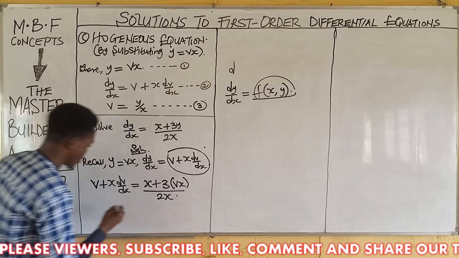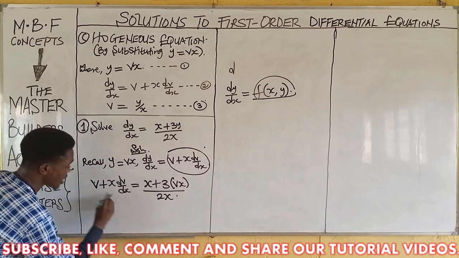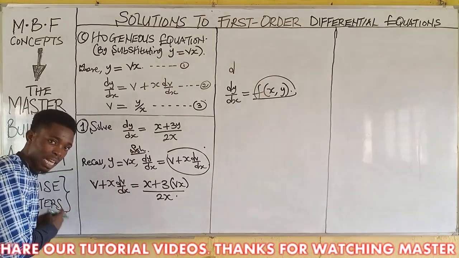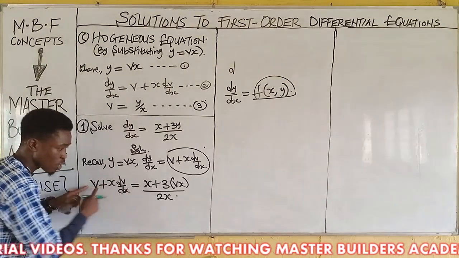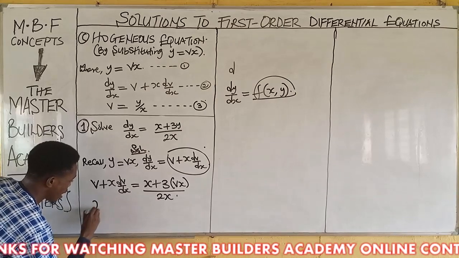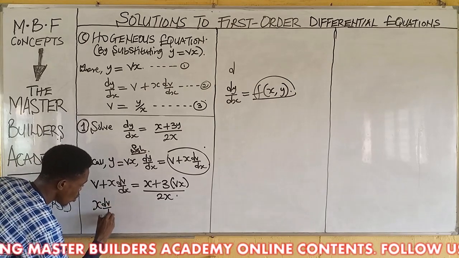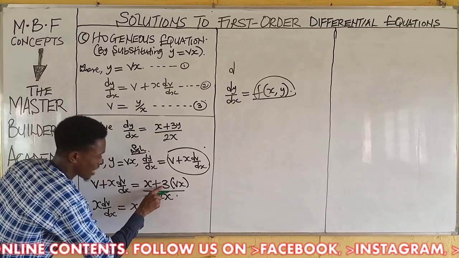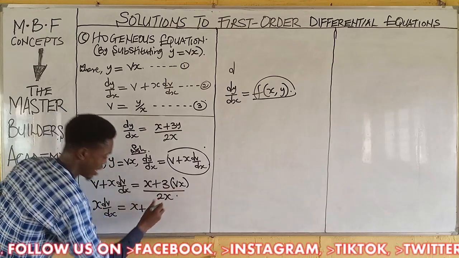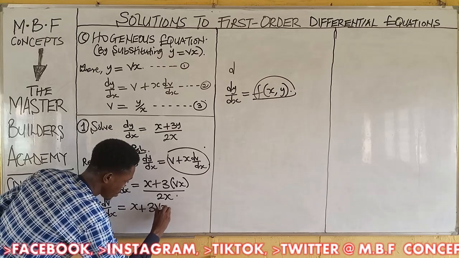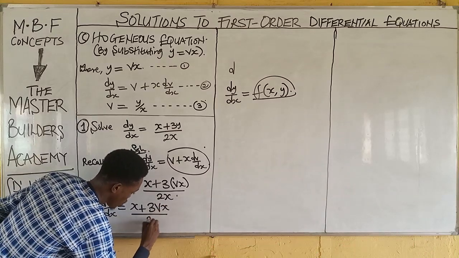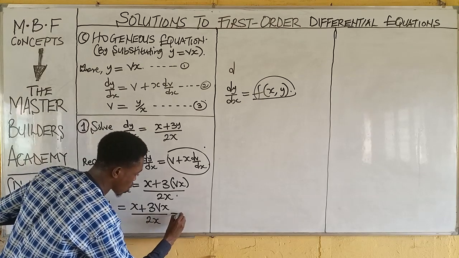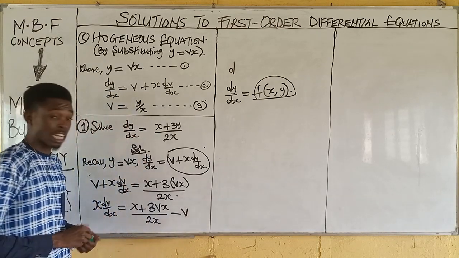At this point, what next? All I need to do is to take this v. I need this dv over dx to be at the left hand side, but I will take this v to the right hand side. Therefore, I'm going to have x dv over dx is equivalent to x plus, now, when I multiply 3 by vx, we're going to have 3vx all over 2x. Now, when I take v from the left hand side to the right hand side, it becomes minus v. It's as simple as this.